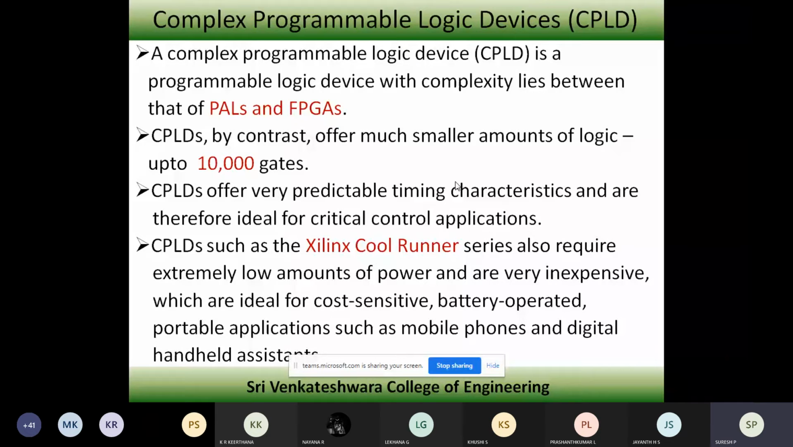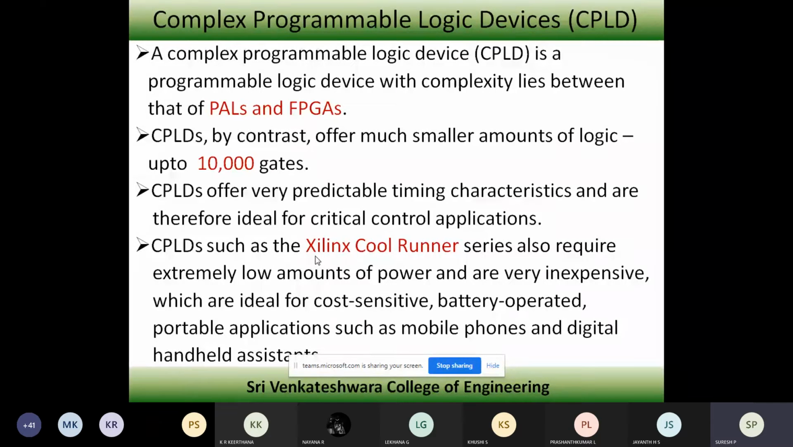CPLDs such as the Xilinx CoolRunner series also require an extremely low amount of power. Okay, so another example of a CPLD is the Xilinx CoolRunner series. What that particular series requires is an extremely low amount of power. Since it requires a lower amount of power, obviously the power consumption will be less and it will be inexpensive.